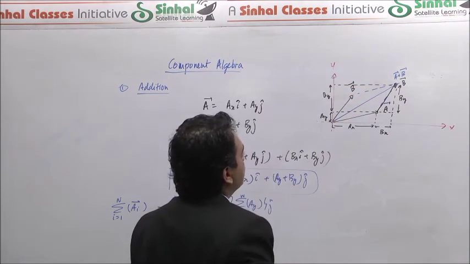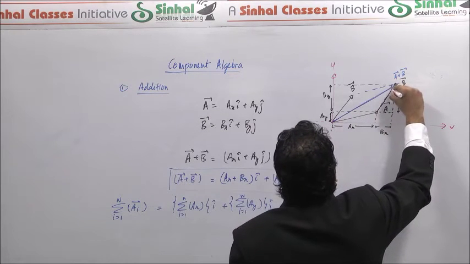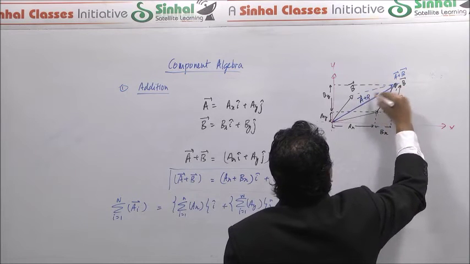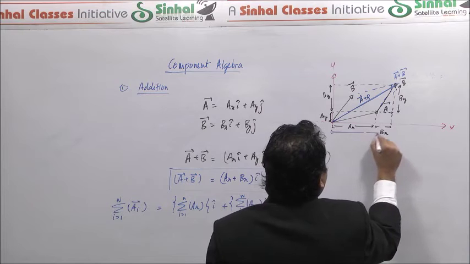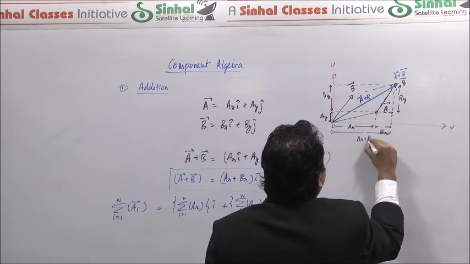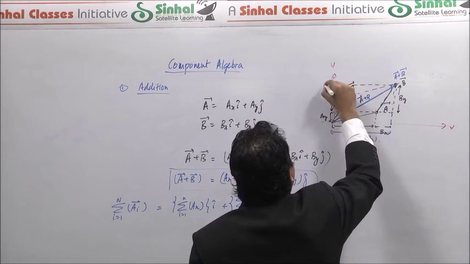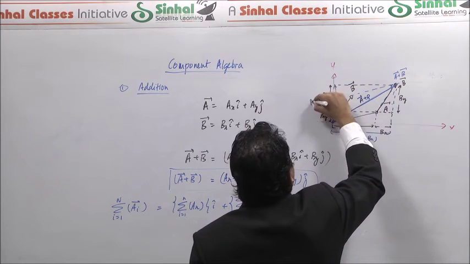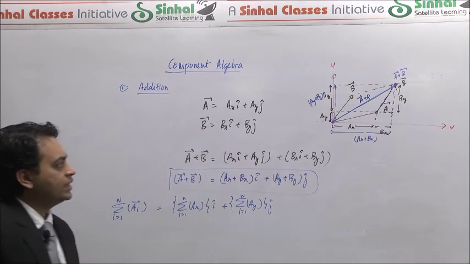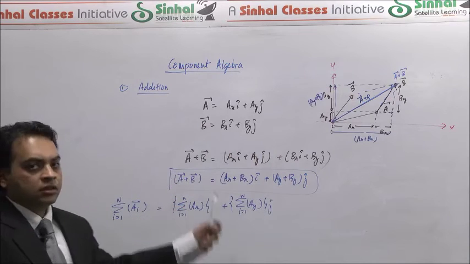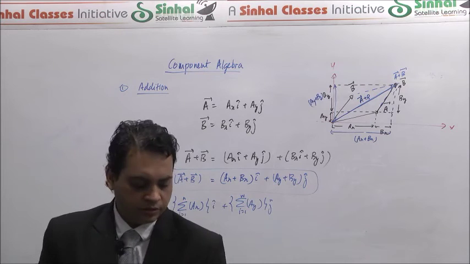Now concentrating on the vector A plus B, this one in the middle, we can see that its x component is nothing but this whole thing, which is Ax plus Bx. And again, its y component is nothing but this whole thing, which is Ay plus By. So geometrically, that's how we can understand why the sum of the components becomes each component of the sum.